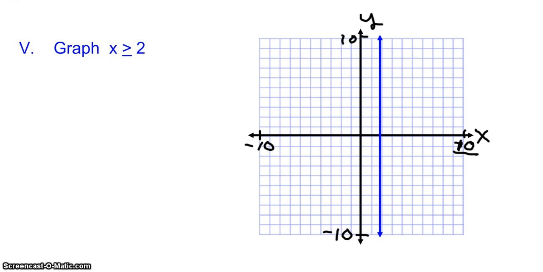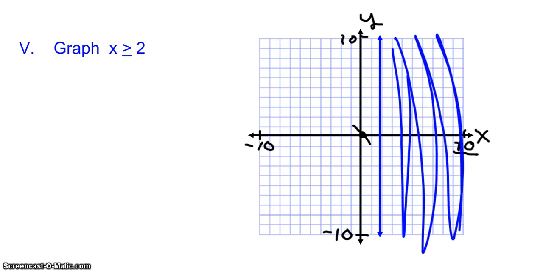Don't forget we need to shade, right? So our test point works. In other words, it's not on the line, so we could use it. Is 0 greater than or equal to 2? No. So the test point here is not a solution. So where do we shade? Opposite side. Good job. Okay, interesting. Any questions? We're good? There you go. Do your best job. Have fun.